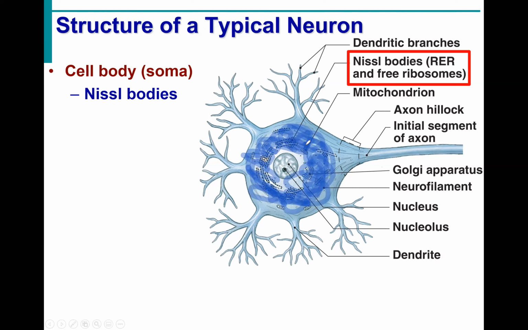They didn't know what it was, but they did know that there was a special blue stain that they would use that really made it stand out very elaborately. And because it was the blue stain that made it stand out, and that blue stain happened to be called a Nissl stain, these structures were known as the Nissl bodies.